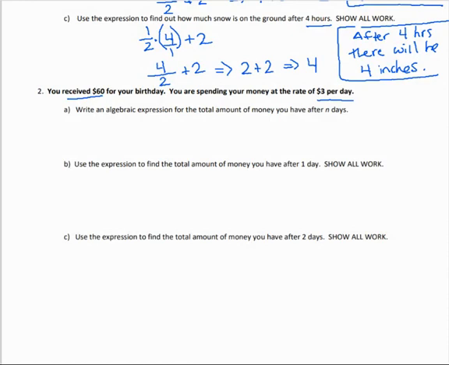Are we going to have adding, subtracting? What do you think? Subtracting. Yeah, subtracting. If we're losing, we're going to be subtracting. So what's happening in this scenario is we have $60, but we are losing $3 per day. Remember, they said N is our days. So we had $60, but we're losing, so subtraction, $3 per day.